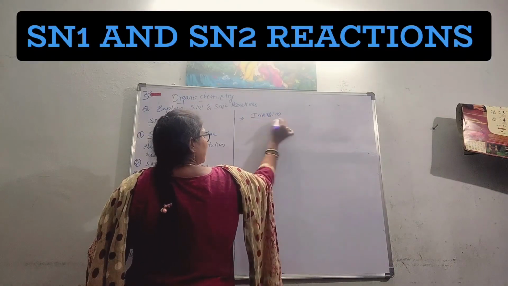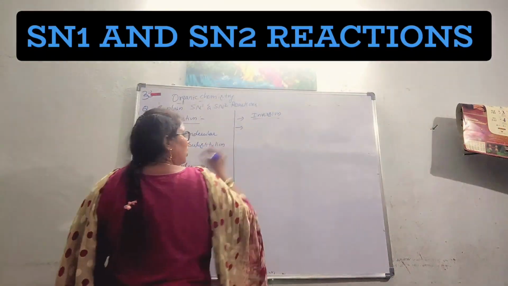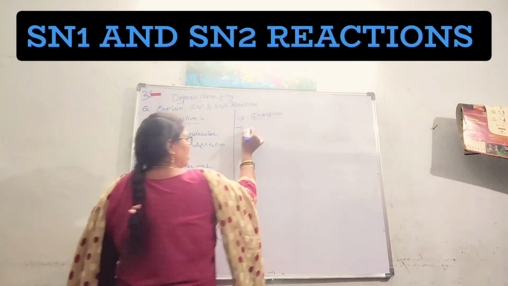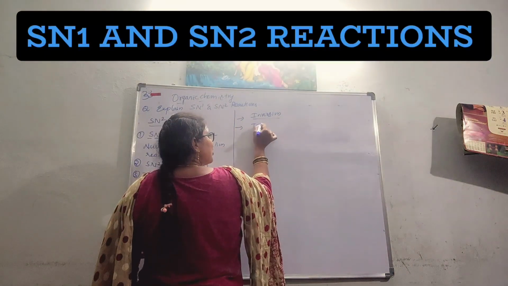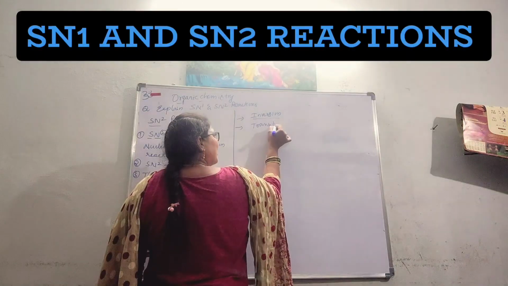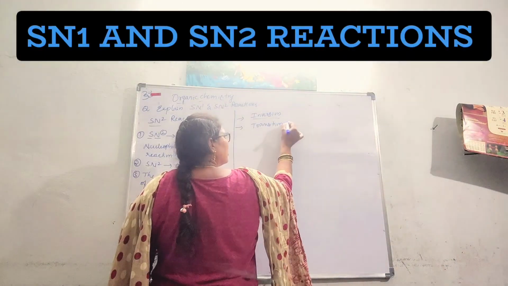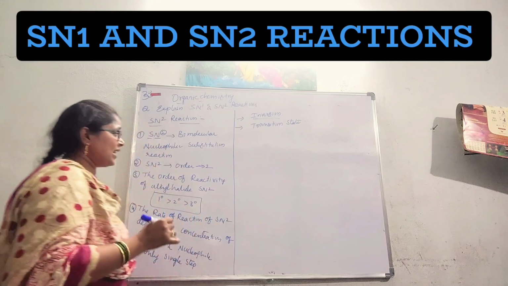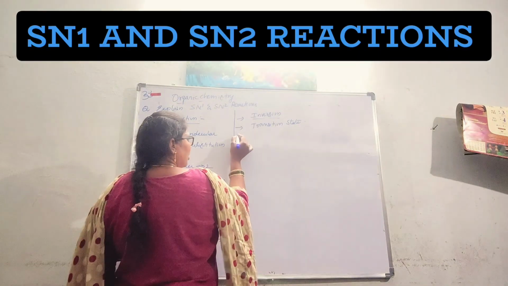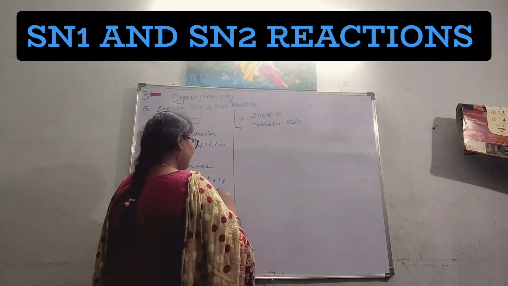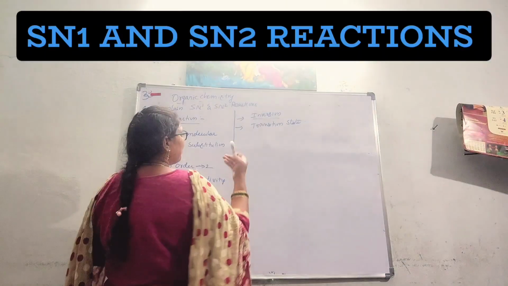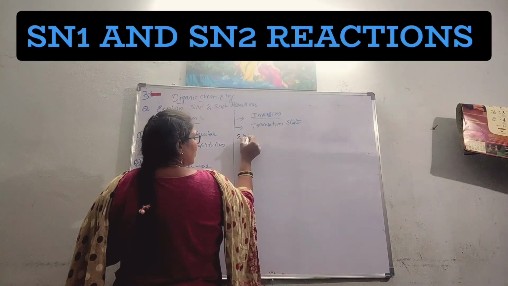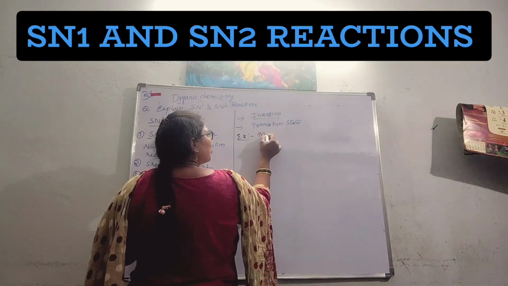We can observe inversion. And if you observe, the product formation takes place through a transition state. Okay. Let us take one example. So what is the example we'll take? Here we'll take one example, methyl bromide.